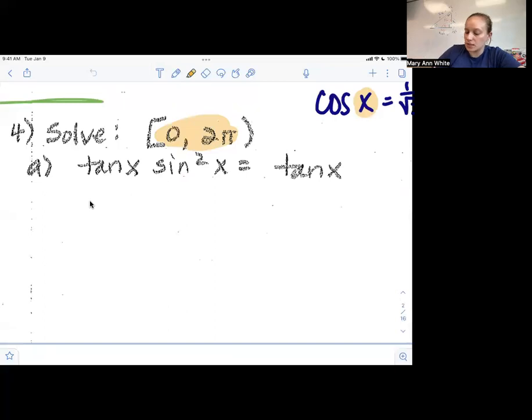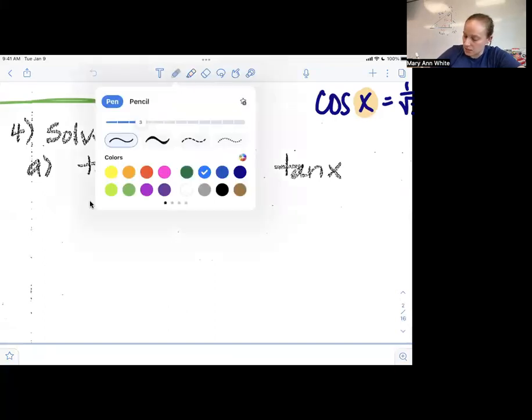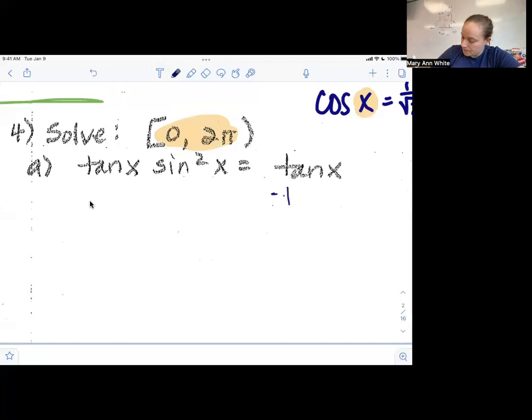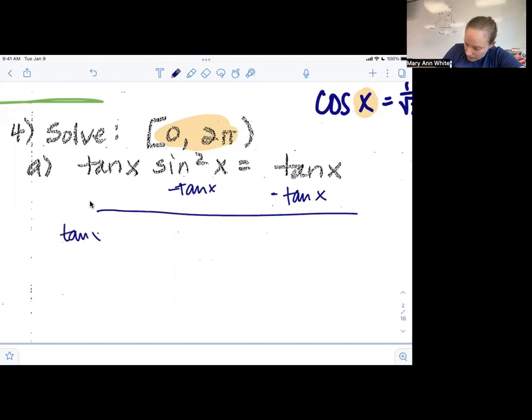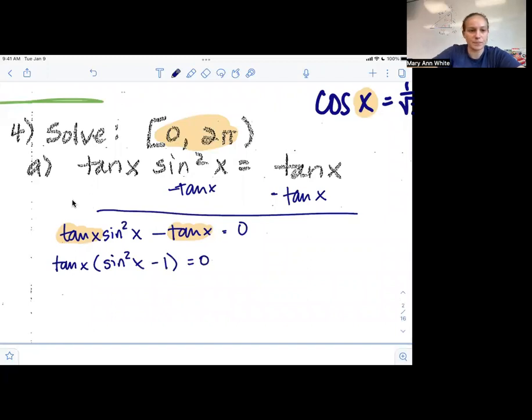Let's move everything to one side. So on 4a, I want to minus that tangent from both sides. And I'm going to get tan of x times sine squared x minus tan x. The reason that's helpful is because now I'm going to factor tangent out of both of those. So I can take a tan out of this one and a tan out of this one. And that's going to equal tan x times sine squared x minus 1 equals 0. Okay.